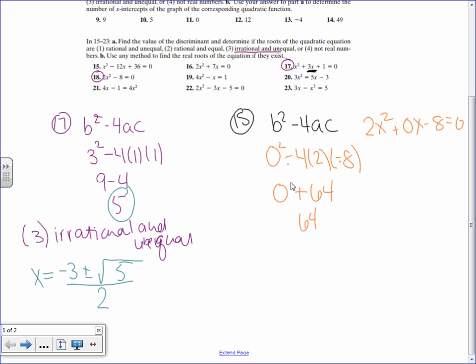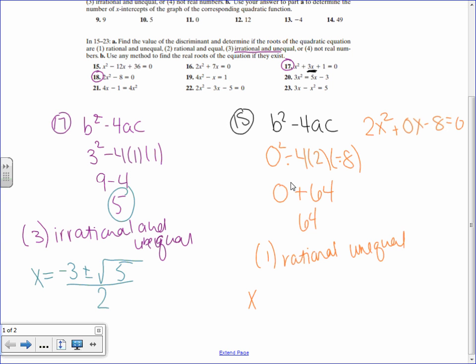In this case, 64 is positive, so you're taking the square root of a positive number, that's real, and it's a perfect square, so you're going to end up getting 8. So it's real, and not only is it real, but it's rational, and it's going to be unequal because we're going to have plus or minus 8. So the nature of the roots is that they are rational and unequal.